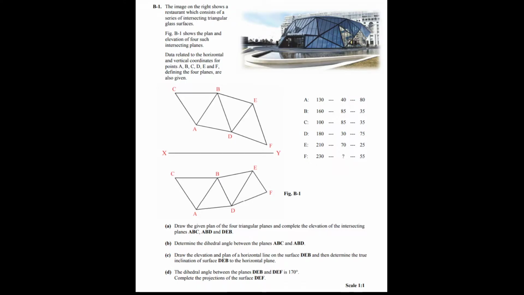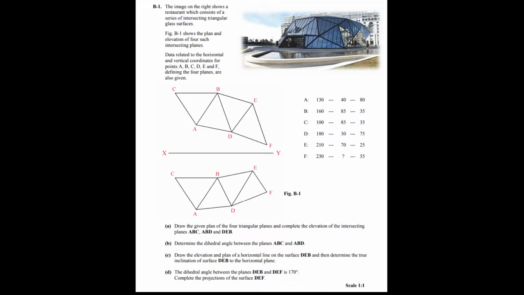The image on the right shows the restaurant, which consists of a series of intersecting triangular glass surfaces. Figure B1 shows the planned elevation of 4 such intersecting planes. The data relating to the horizontal and vertical coordinates for points A, B, C, D, E, and F defining the 4 planes are also given. So this is like the question that appeared in your pre. We have A, B, C, D, E, and F. We're missing a small bit of information for F, but that's part of a later question.